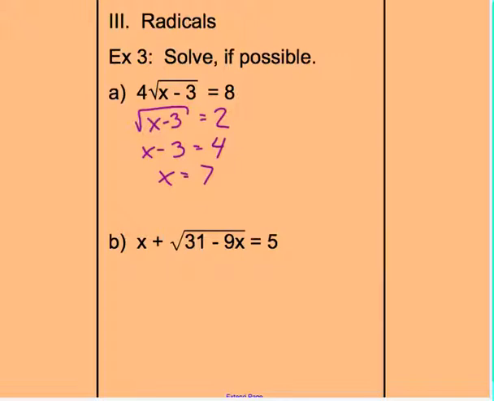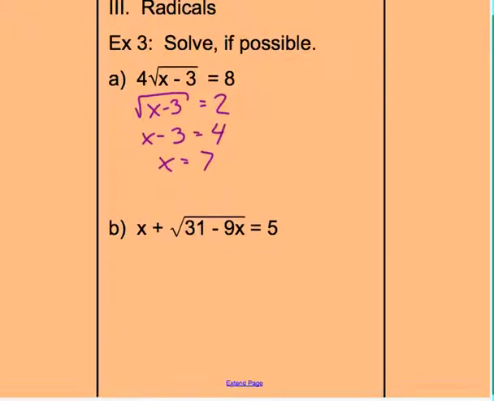Now with radicals, there's also domain restrictions. You can't take the square root of a negative. So we have to make sure that our answer doesn't make what was under the radical in the first place negative. 7 minus 3 is positive, so we're good.